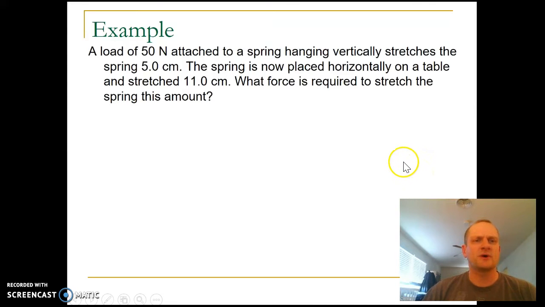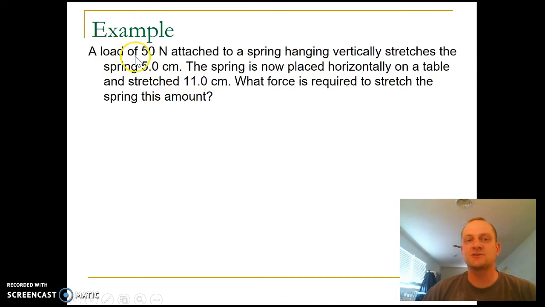Let's do an example problem here. So I have a load of 50 newtons, so that's a force, attached to a spring hanging vertically, and it stretches the spring by 5 centimeters. The spring is now placed horizontally on a table and stretched 11 centimeters. What force is required to stretch the spring by this amount?